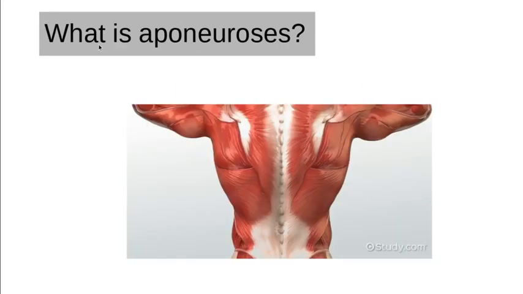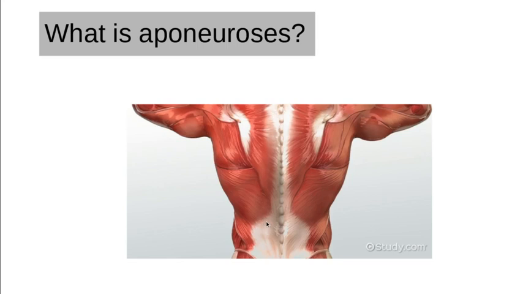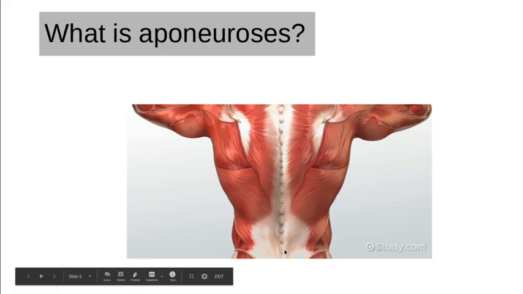And if a muscle does not end in a tendon, it ends in something called an aponeurosis, like these muscles in your back. You don't have tendons like you do, like your Achilles tendon to hook your gastrocnemius to your heel. You don't have those thick cords. You have these. It's more like a sheet of connective tissue. That's called an aponeurosis.